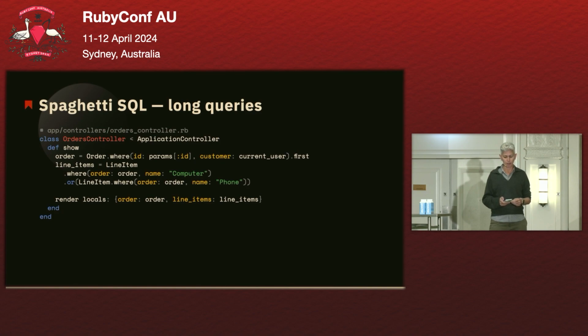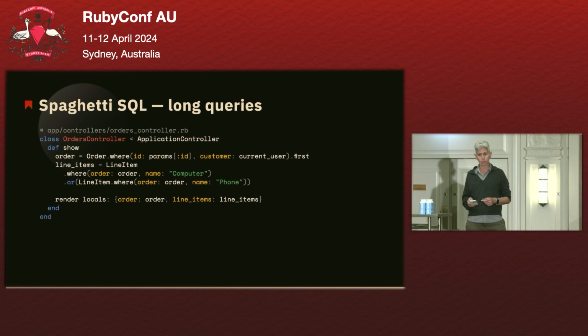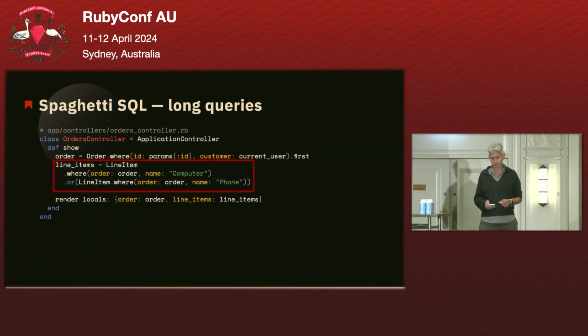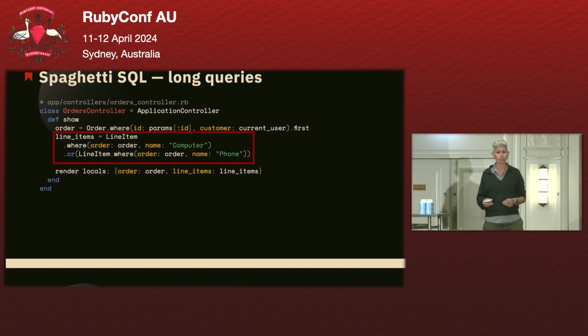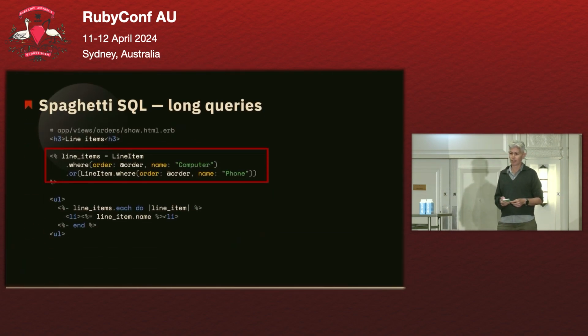Spaghetti SQL queries, or very, very long queries. I don't have a very long query here, but I was just trying to make a point. And in our case, the one that I'm talking about is this one. And it could be even worse. It could be not only in your controller, it could be in your view. Has anybody ever seen something like that in your view? I hope not.